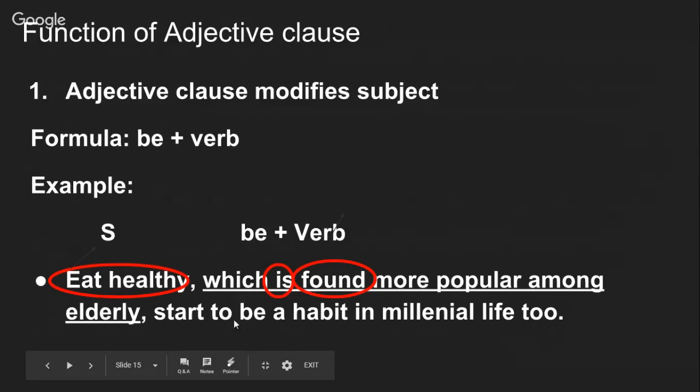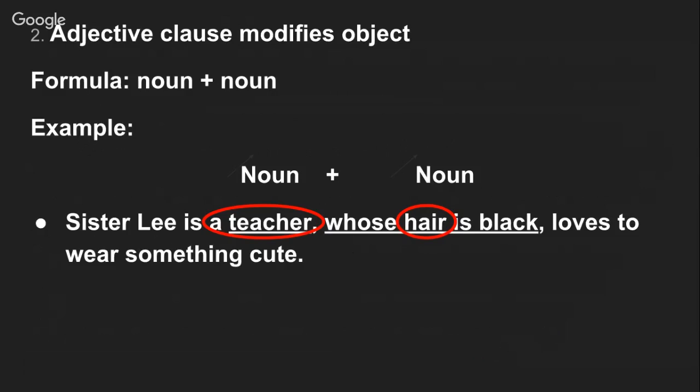So it's obvious, yeah? Obvious that after marker, which we find is and found. So is be and found is verb. So yeah, it modifies subject. Yeah, because it's explaining about eat healthy. What is eat healthy all about? Yeah. The second one, adjective clause modifies object.